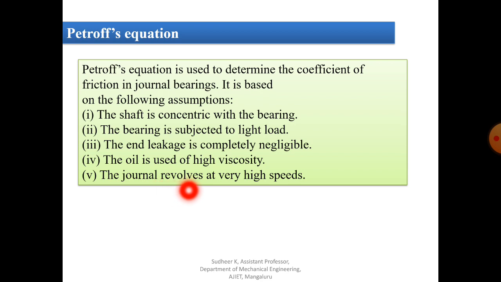Fifth, the journal revolves at high speed. The speed of rotation of the journal should be very high. In practice, such a condition is not possible, but the Petrov equation is important because it defines the group of dimensional parameters that govern the frictional properties of a bearing. So we have to derive one expression for the coefficient of friction, and that equation is nothing but the Petrov equation. These are the important assumptions.